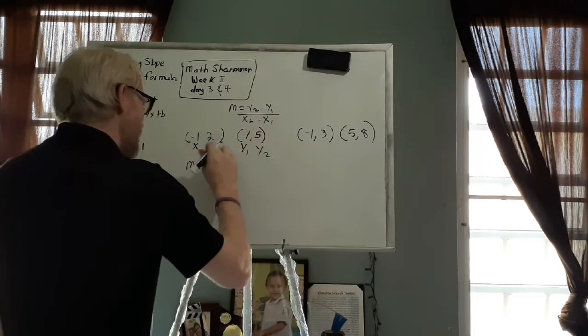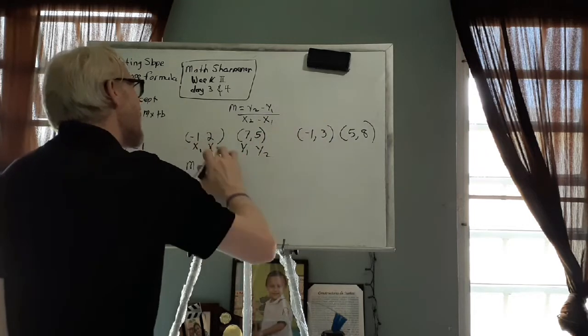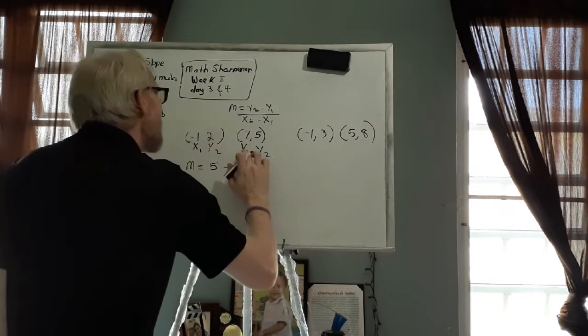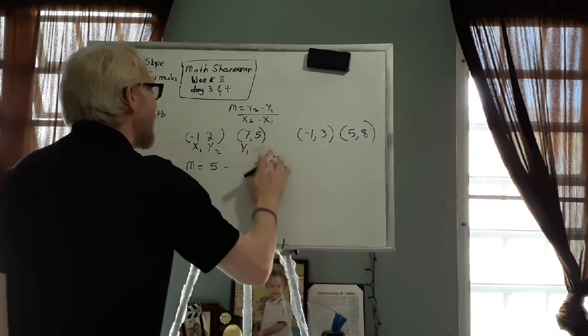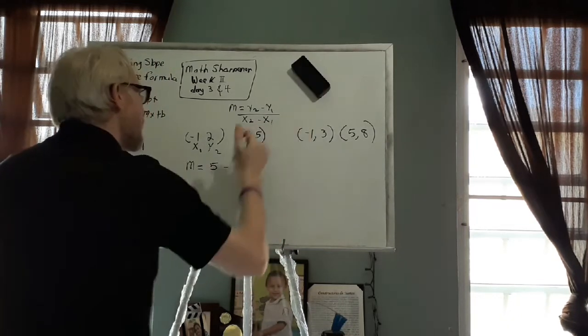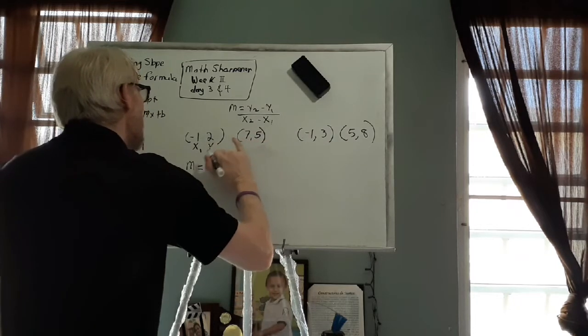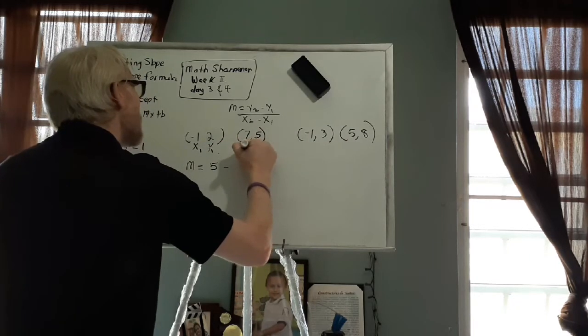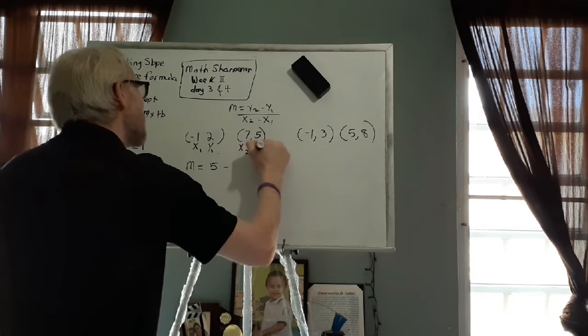Actually, let me make sure, I made a mistake here, I'm sorry. I made my x's look like y's. Give me 1 second, guys. Pardon the mistake. So this is actually x sub 1, y sub 1, and this is x sub 2 and y sub 2. So here we go.